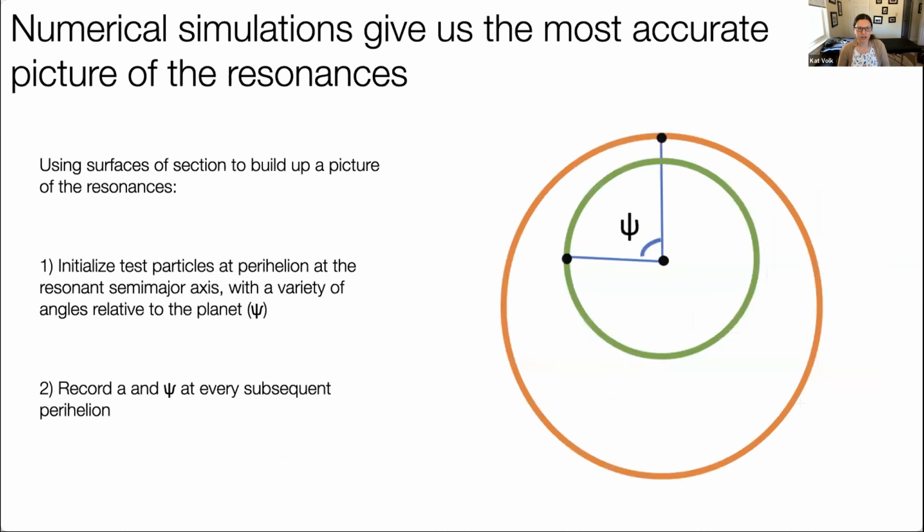So I've been working on some direct numerical simulations using a technique called surfaces of section. I'm only going to have a couple of slides torturing you with detailed orbital dynamics here. But what we can do is basically take a stroboscopic view of the dynamics. We imagine that this green circle is Neptune's orbit. The dot is where Neptune is when the TNO on the orange orbit is at its perihelion passage. We take a snapshot of its angle relative to Neptune every time it passes through perihelion, and we also record its semimajor axis at that point.